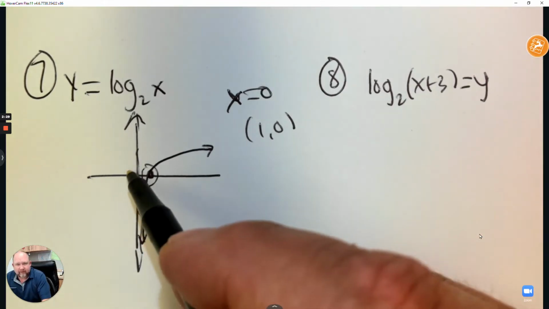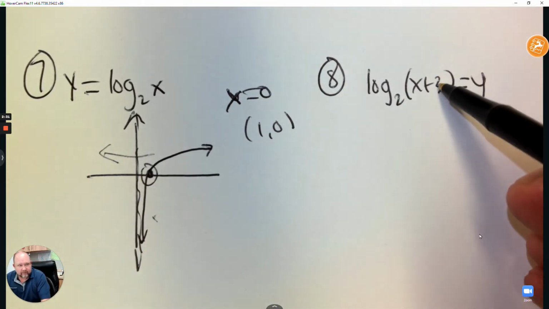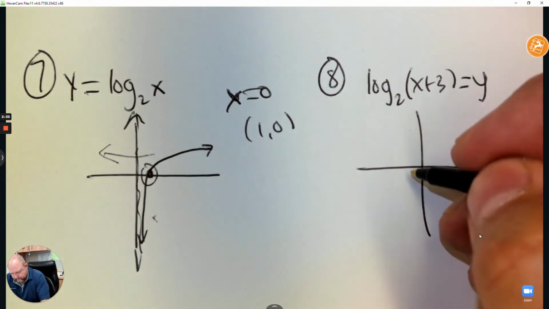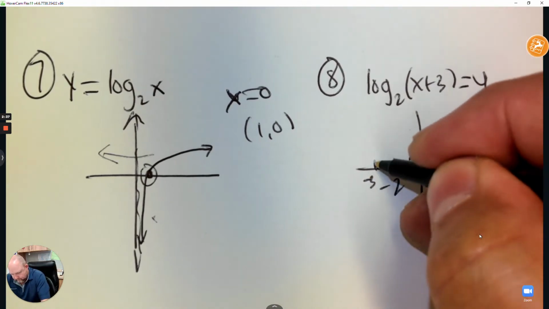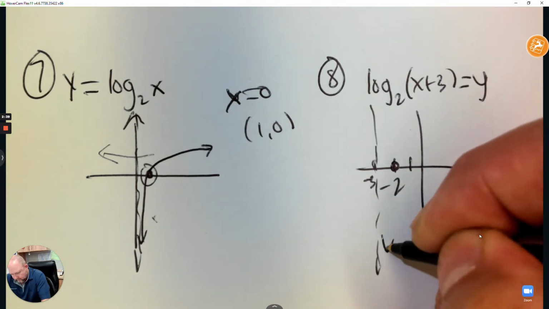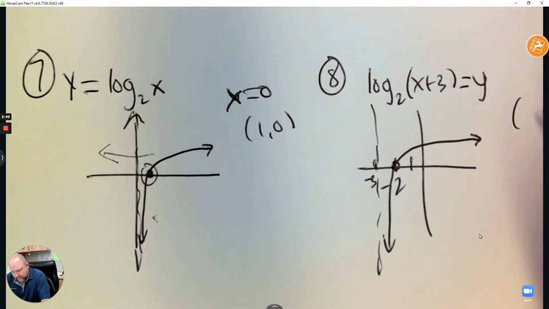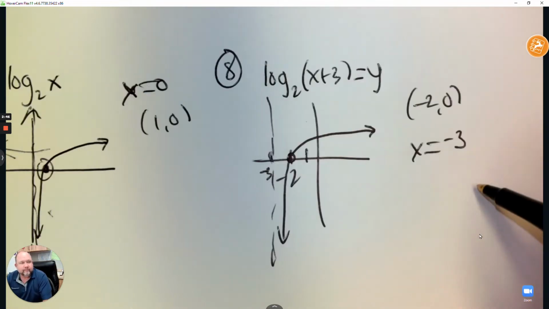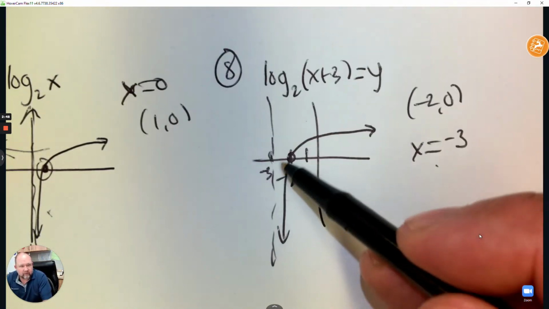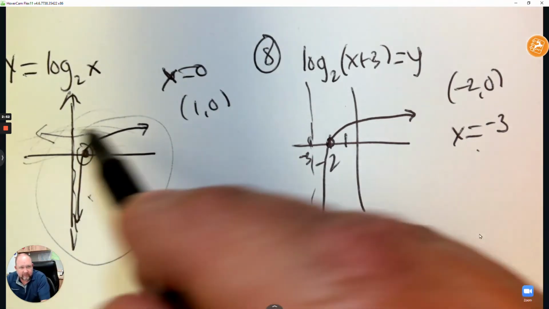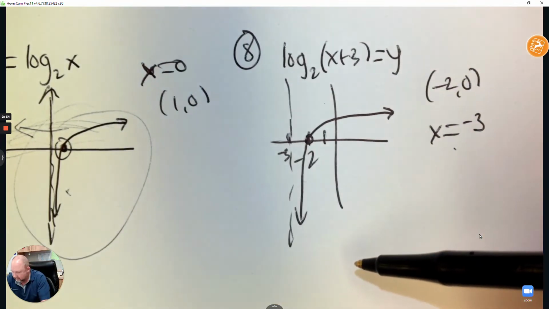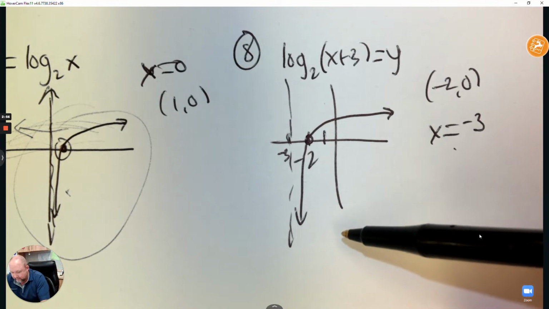The same graph, but everything's been shifted to the left 3. And now the asymptote is at -3, and the intercept's at -2. So I just took this whole graph and shifted it to the left 3. Number 9, absolute value.